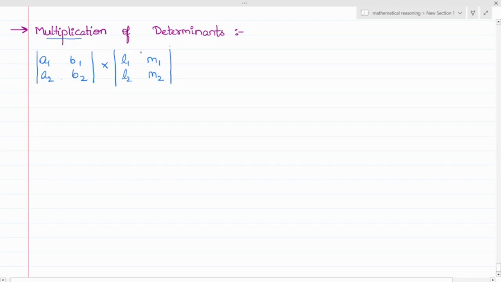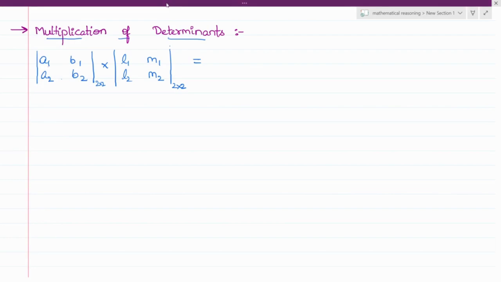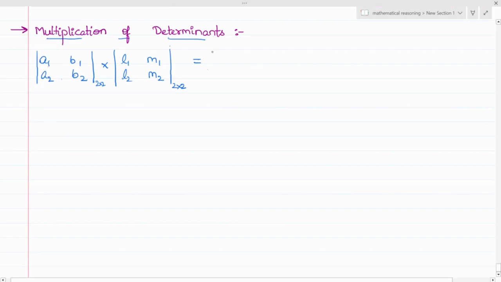The next topic is multiplication of determinants. These are the two determinants given to you, and this is a determinant of order 2 cross 2, and this is also of order 2. So here, multiplication of determinants is similar to the multiplication of matrices. Yes. So here you can use the row by column approach, that is multiplying a row with its column. You'll get the first element over here.